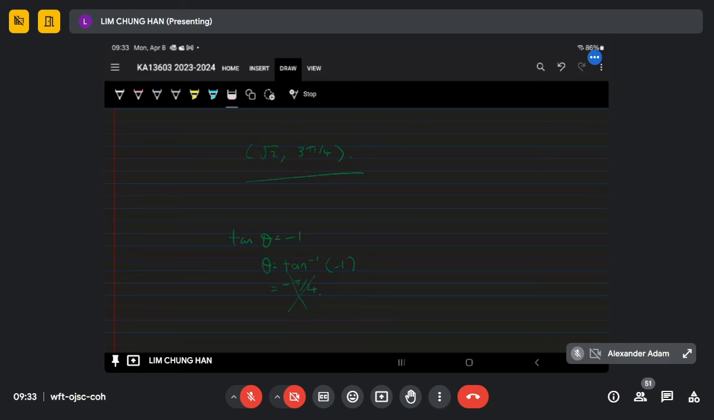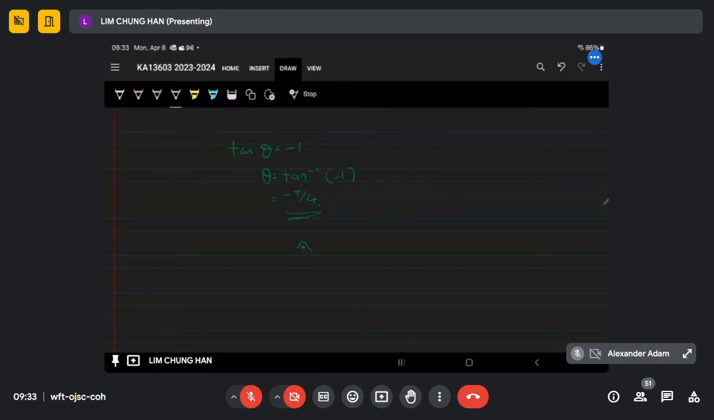You don't know, right? Yes. So how do you know? The way you can know is, you take the first answer. Let's say you do the thing in your calculator and you got -pi/4. So you plot -pi/4 here. But it's wrong. It's in the fourth quadrant. You want the second quadrant.